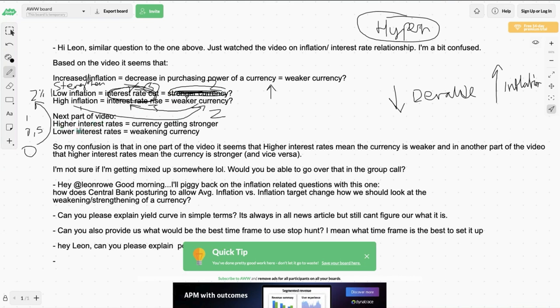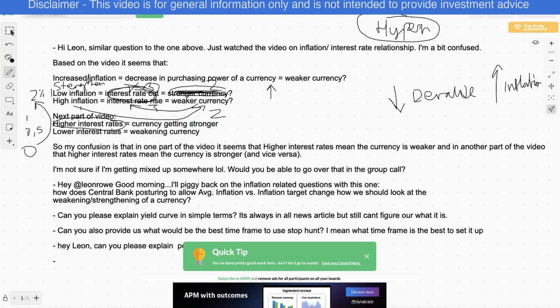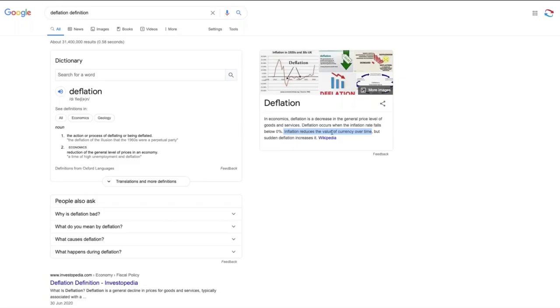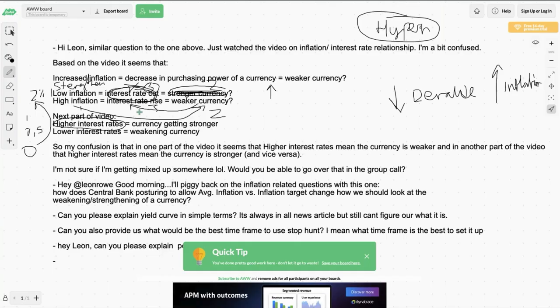So the next part of the video: higher interest rates would equal the currency getting stronger. In fact, it's the other way around. Central banks, remember, will raise interest rates, so they will give you a better return if the currency is getting weaker, because remember what inflation is. Inflation reduces the value of the currency over time. So the more inflation goes higher, the more that is devaluing the currency, so the currency is actually getting weaker. And lowering interest rates is actually used to devalue a currency.